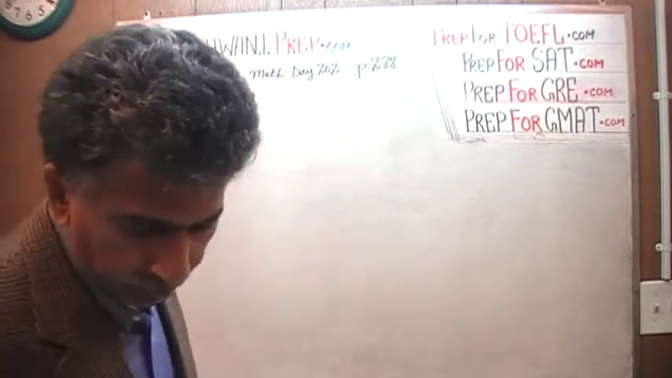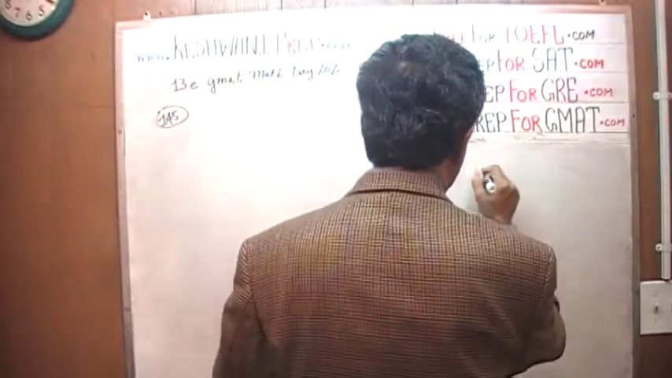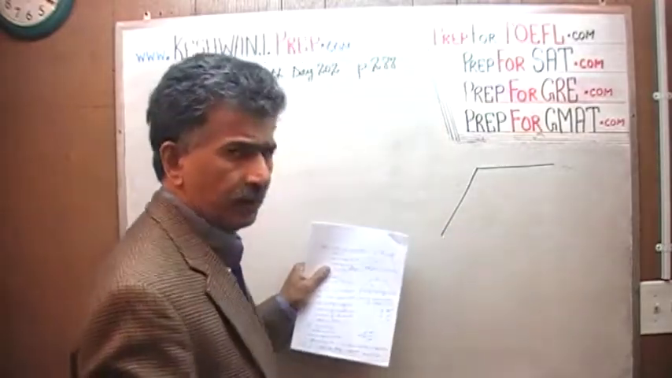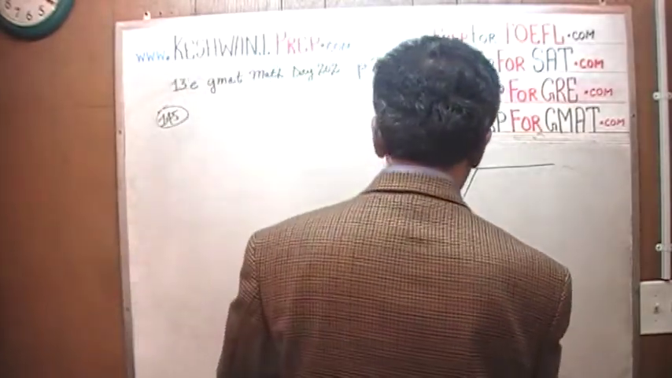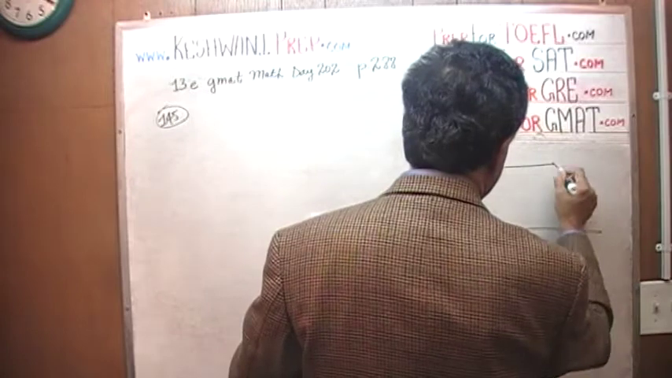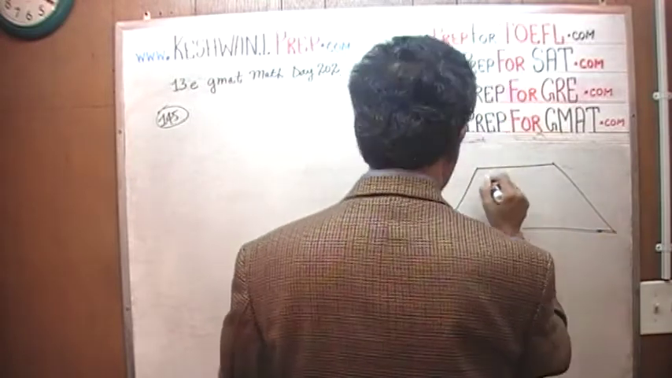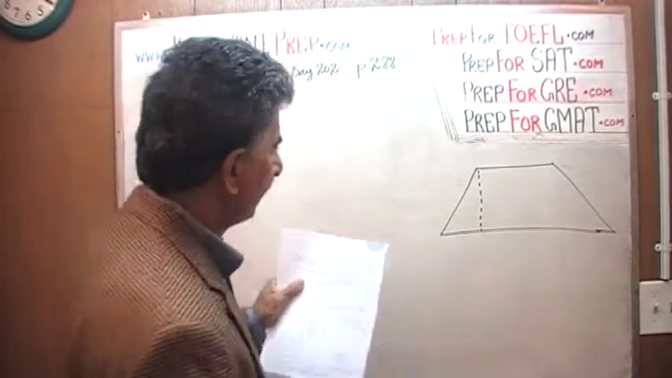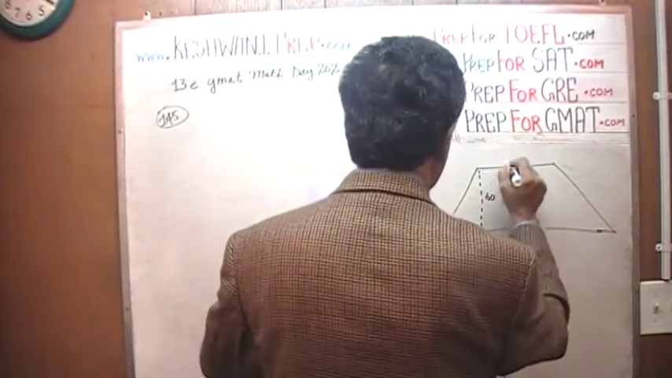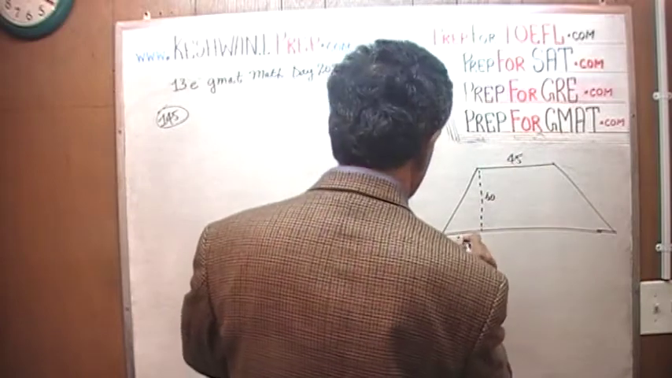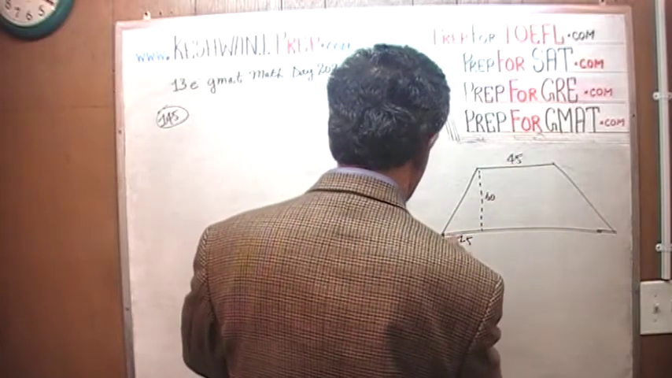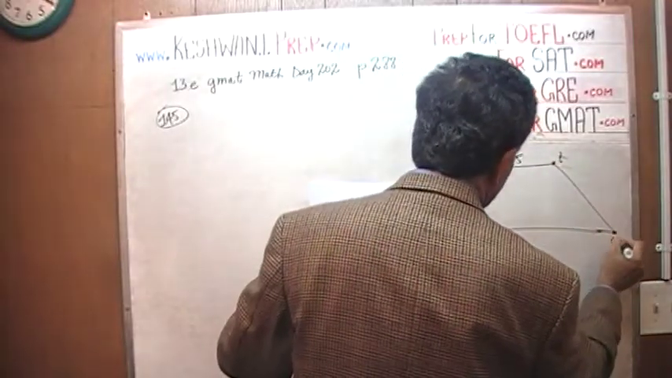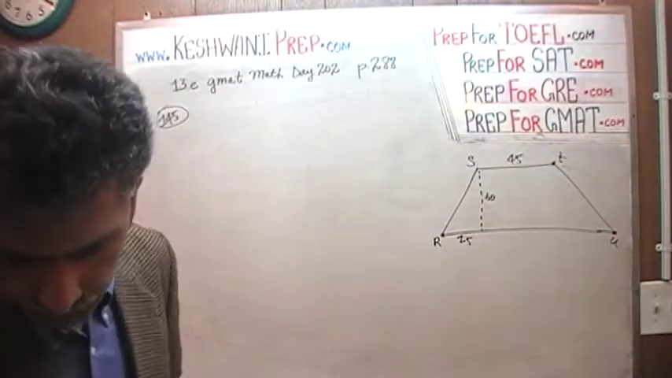We are given a quadrilateral. Let's draw it first. It looks something like this. Sorry, I said equilateral, quadrilateral is what I meant to say. This is 60. This we are told is 45. This is 15. This is what they're calling R, S, T, U, and W.